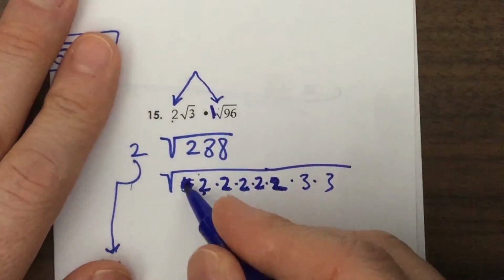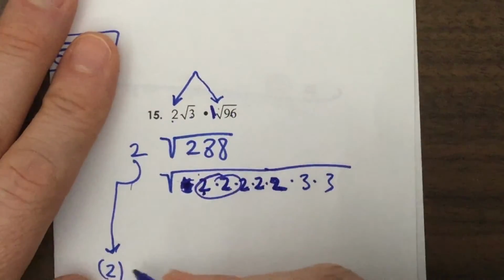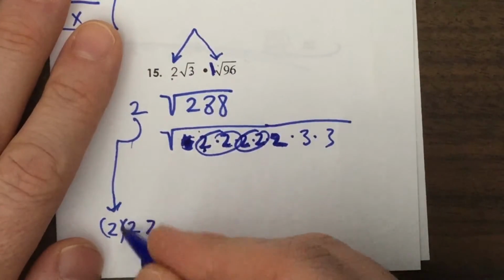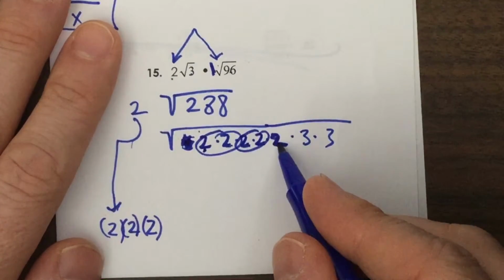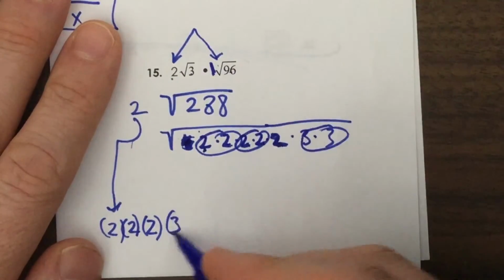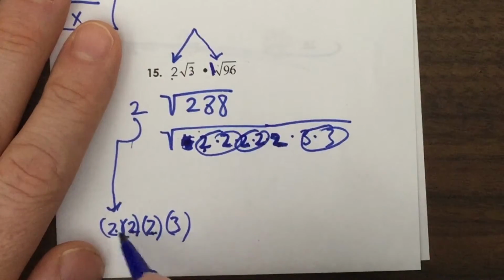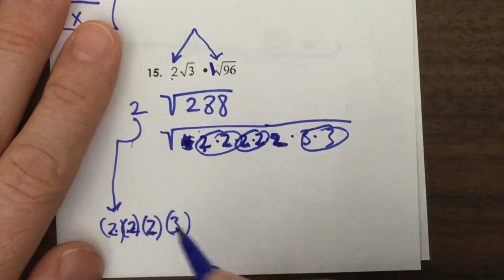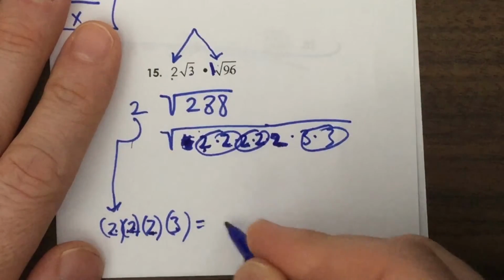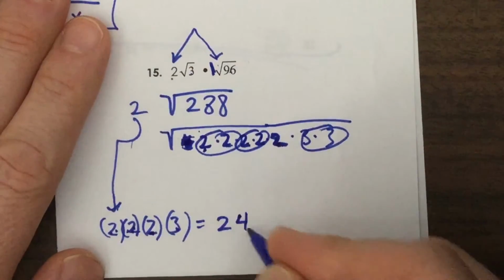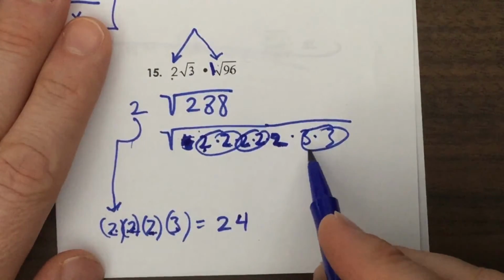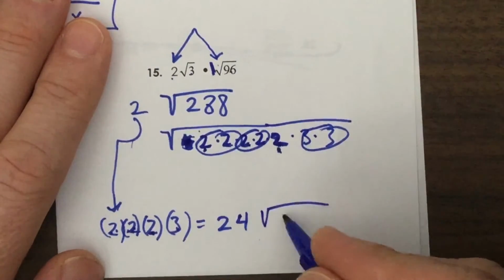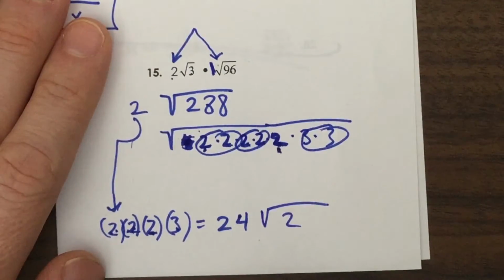Okay, so let's circle pairs. These 2's give me a 2 on the outside. These 2's give me a 2 on the outside. I have to leave that 2 alone, but these 3's give me a 3 on the outside. 2 times 2 times 2 gives me 8. 2 times 2 is 4. 4 times 2 is 8. 8 times 3 is 24. So my outside number is 24. And I have a 2 on the inside. So 24 square root of 2. Okay, and let's go to the back.